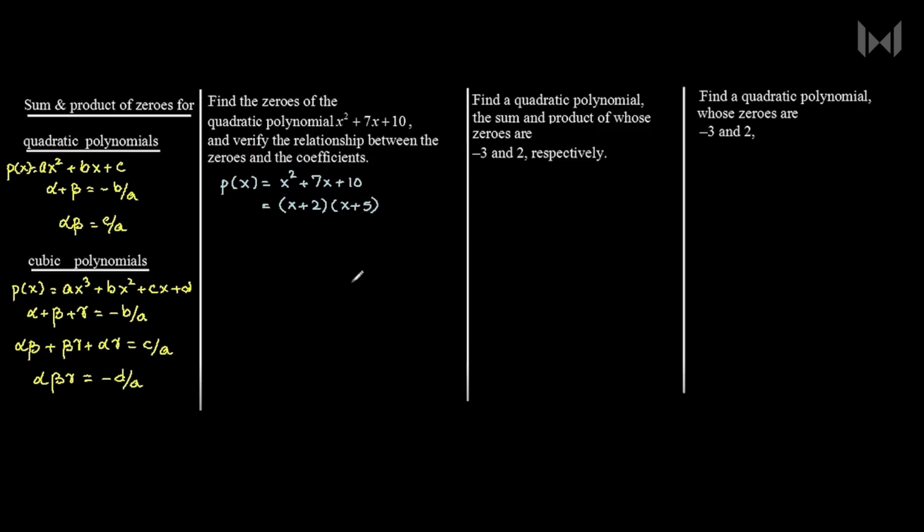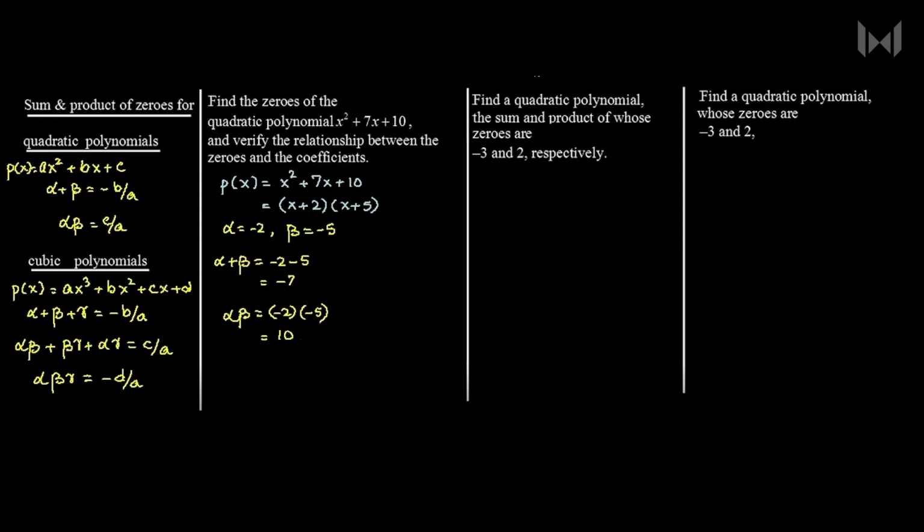Now in order to find the zeros, we put each factor equal to 0. So if I put x plus 2 equal to 0, we get x is equal to minus 2. And so we shall write alpha is equal to minus 2, and in a similar way beta is equal to minus 5. Now to verify the relationship, first we add alpha and beta. So minus 2 plus minus 5 gives minus 7, and alpha into beta is minus 2 into minus 5, which is equal to 10.